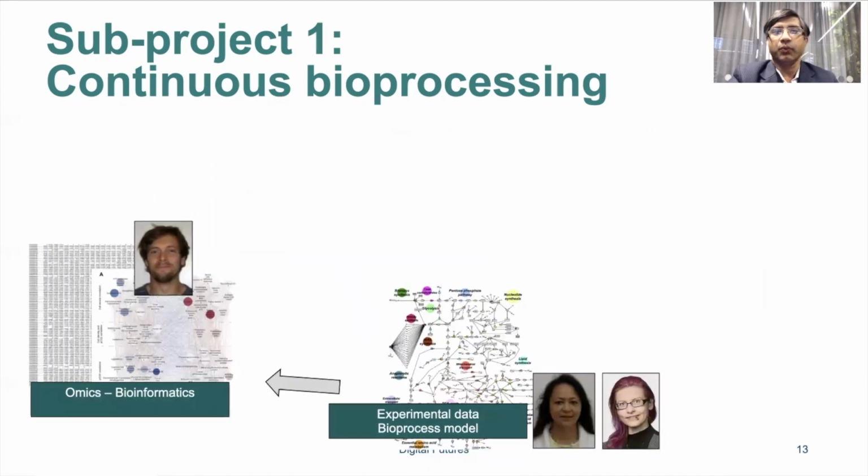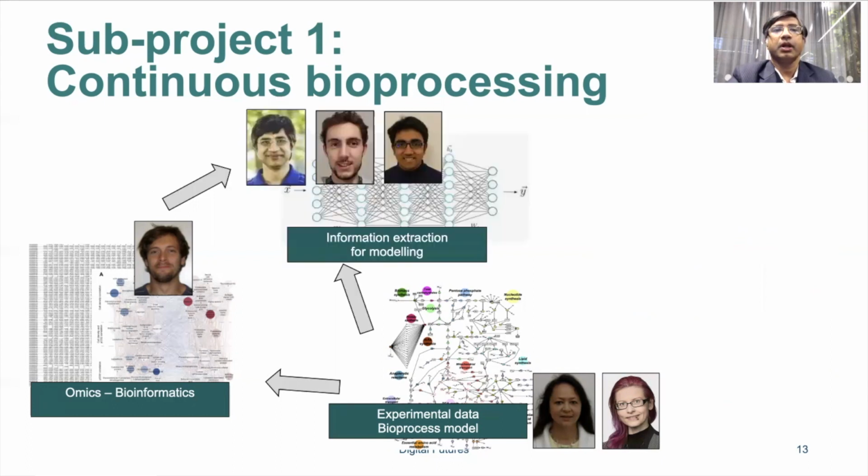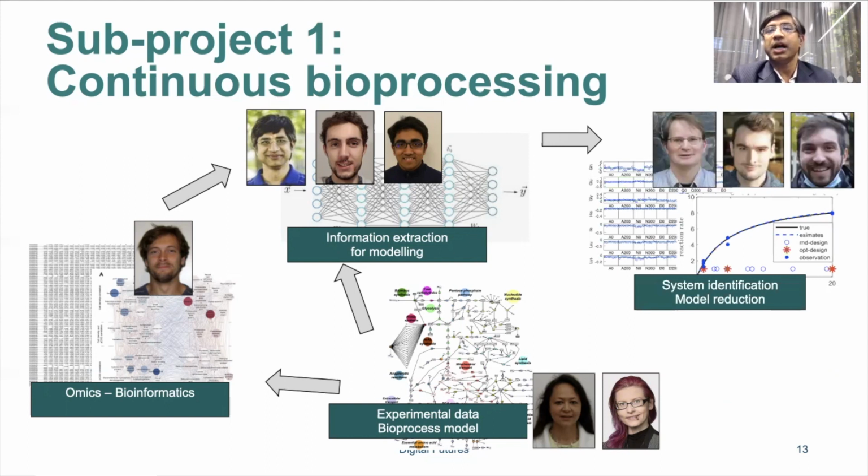3 groups are working together. Veronique's group brings the expertise in bioprocessing. They provide the data and also the basic model. Our group develops model-based deep system for further improvement of the model. Håkan's group takes the output from us and develops system identification tools and model reduction.